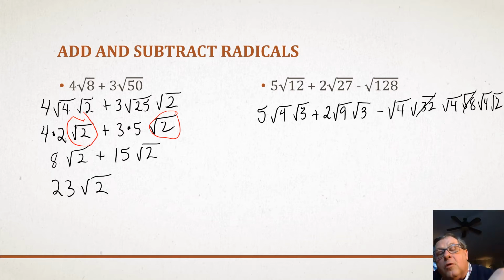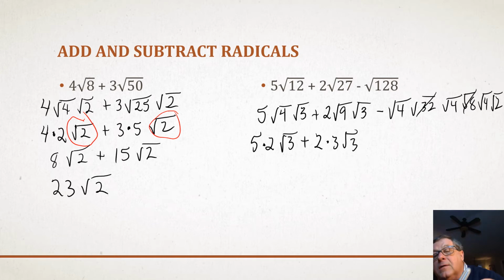All right, I'm going to work left to right here. So 5 times the square root of 4, that's 5 times 2 square root of 3, plus 2 times the square root of 9. Well, that's times 3 square root of 3. And then I've got negative. I probably won't put this in parentheses just to keep that negative in front of my face. I got the square root of 4, that's 2. I got another square root of 4, that's 2. I got another square root of 4, that's 2, times the square root of 2.